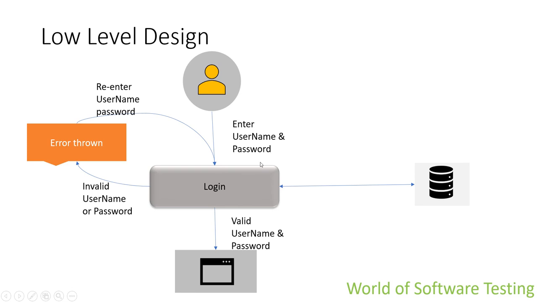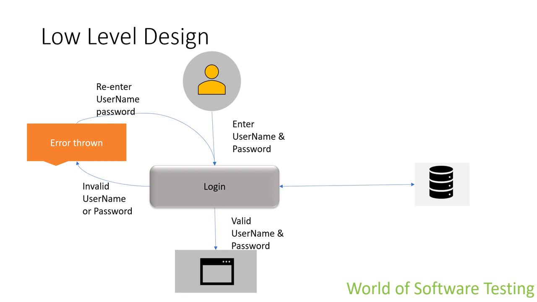So let's say the user enters the username and password, and if the username and password are available in the database, if it is valid, the login button will work, and then the next page will open. The functionality will navigate to the home page, you can say. If the username and password are invalid, then it will throw an error. So again, it will ask to re-enter the username and password. So this is a low level design, which is the detailing of the HLD.